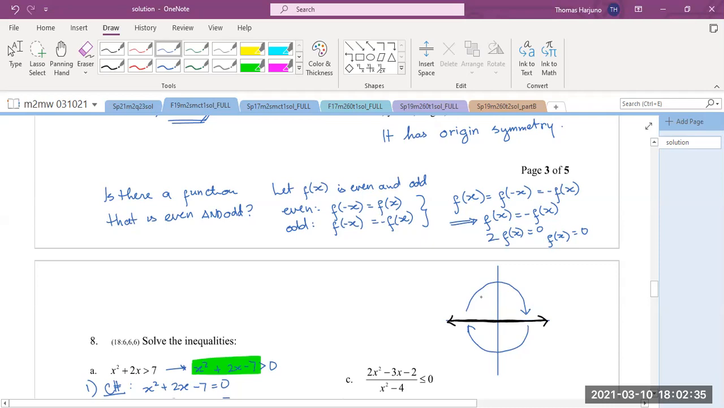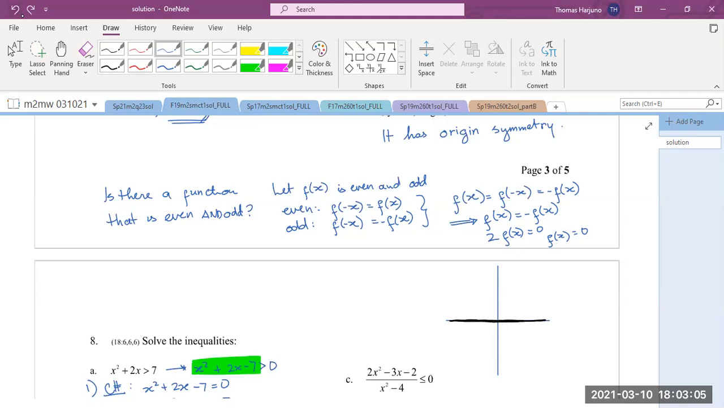So if somebody ever asks, is there a function that is even and odd? It's like when we talk about numbers: if a number is even, it won't be odd, and if a number is odd, it won't be even. But now we can find a function that is odd and even. So the terms even and odd are just terminology for the function.